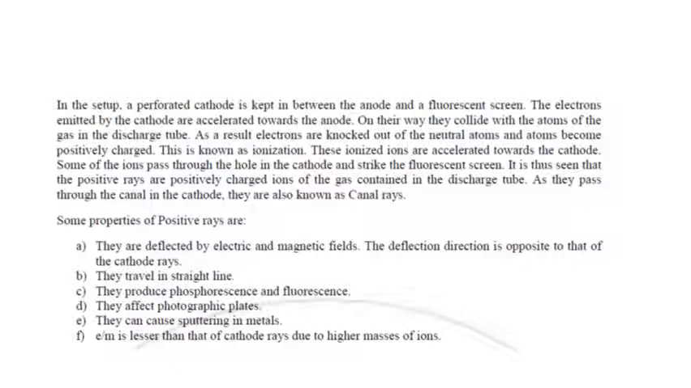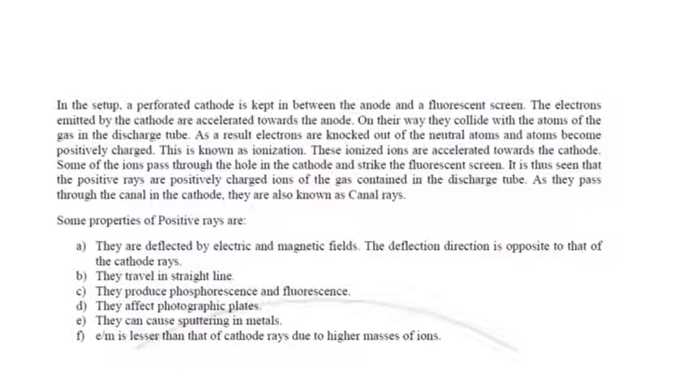In the setup for positive rays, a perforated cathode is kept between the anode and the fluorescent screen, as is seen in the figure. The electrons emitted by the cathode are accelerated towards the anode. On their way, they collide with the atoms of the gas in the discharge tube. As a result, electrons are knocked out of the neutral atoms and the atoms become positively charged. This is called ionization of gas.